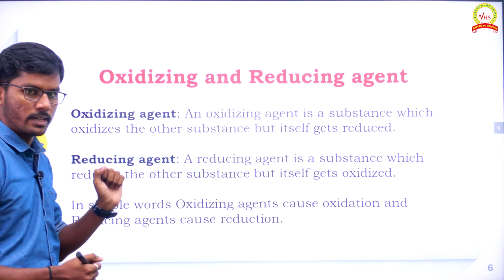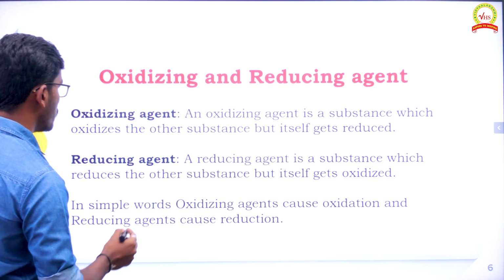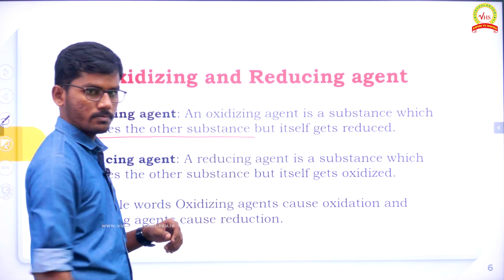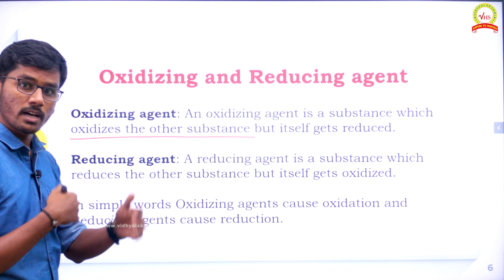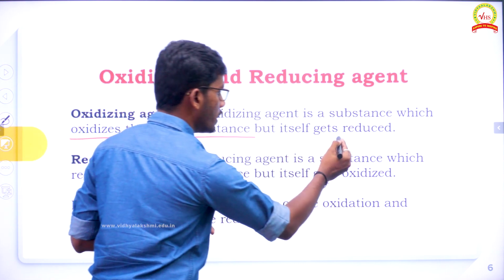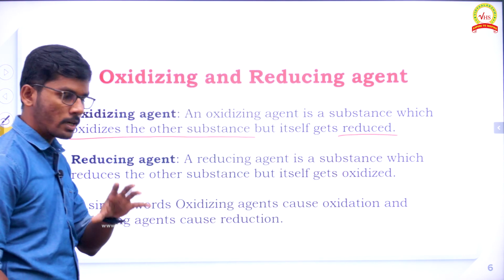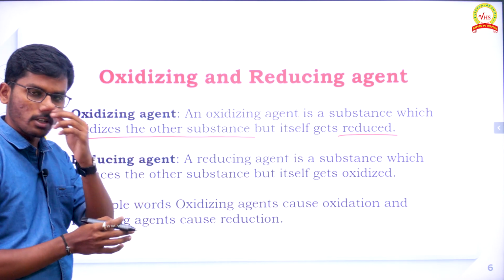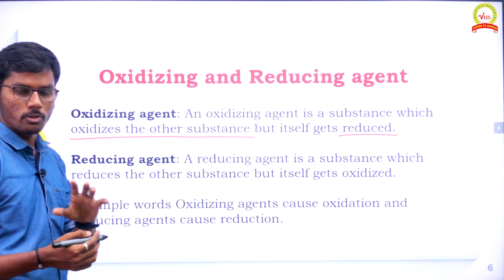First, oxidizing agent. An oxidizing agent is nothing but a substance which oxidizes the other substance. Okay, it will oxidize the other substance, but itself will get reduced. I know that with the definitions, you people will not be that much clear. I'll just define the terms. Once we discuss with the examples, you will be very clear.